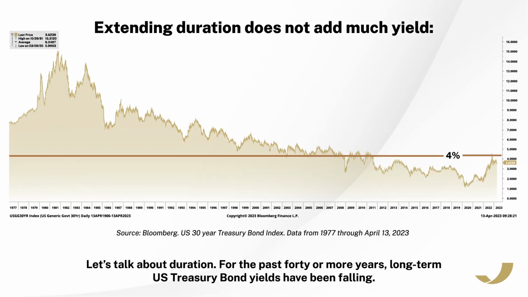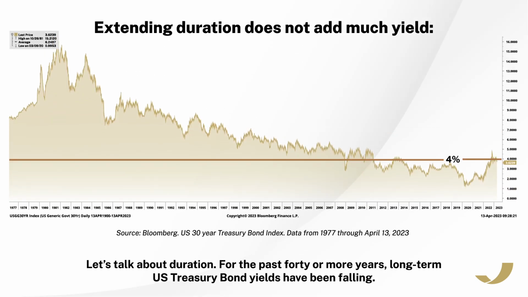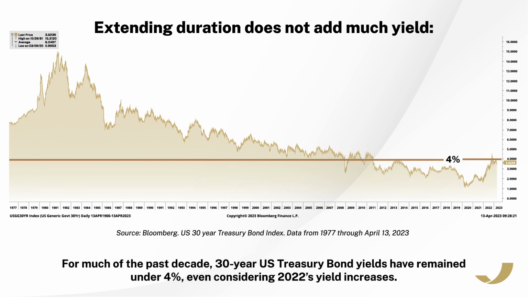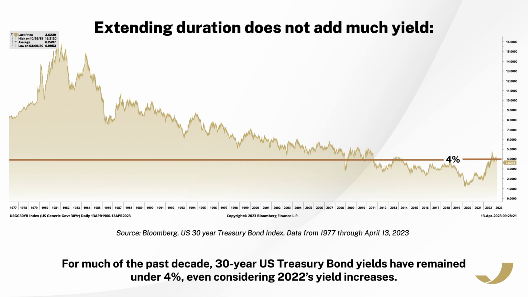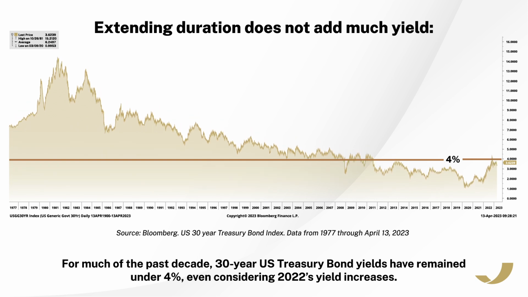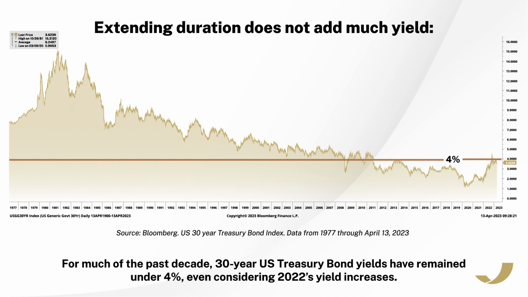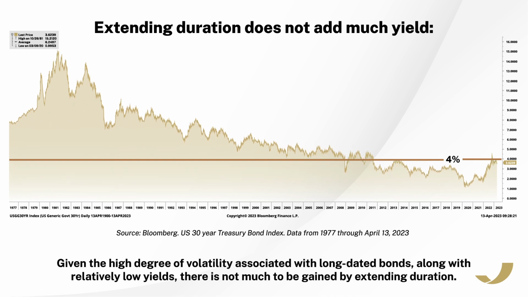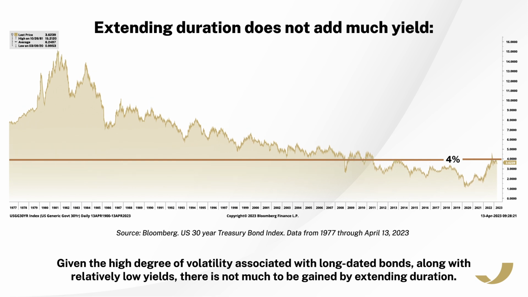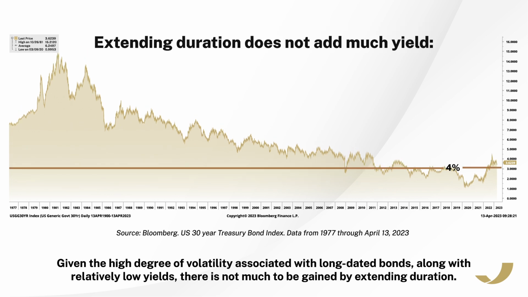For the past 40 or more years, long-term U.S. Treasury bond yields have been falling. For much of the past decade, 30-year U.S. Treasury bond yields have remained under 4%, even considering 2022's yield increases. Given the high degree of volatility associated with long-dated bonds, along with relatively low yields, there is not much to be gained by extending duration.